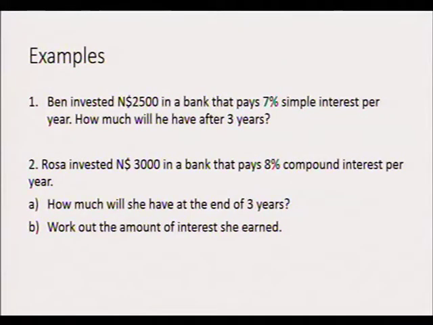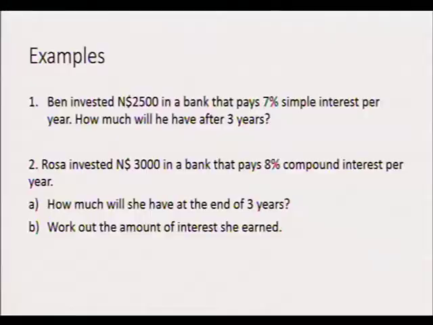The first one is: Ben invested $2,500 in a bank that pays 7% simple interest per year. How much will he have after 3 years? Now, my students, when you are working with simple and compound interest, it's advisable that you know which type of interest you are working with. You should always underline that this question is about simple interest. My focus should be on simple interest. Think about how we work with simple interest.